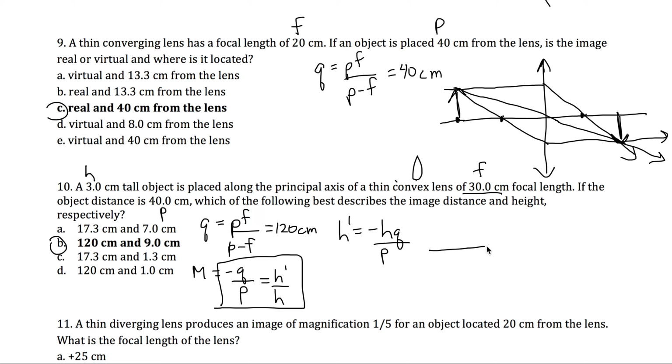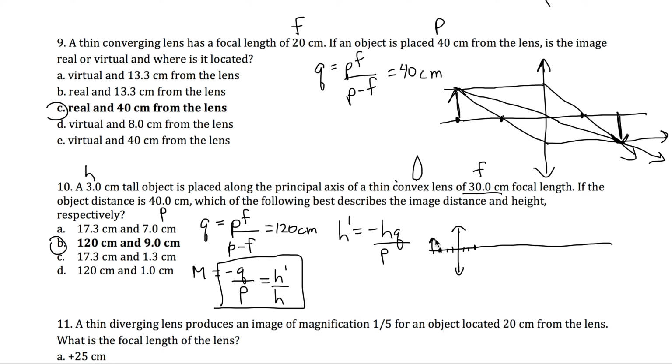If we have our converging lens, and the focal length, let's say this is 30, so 1, 2, 3, 4. So the focal length is right here, and the object is right here. Then let's see what happens. The focal length 1, 2, 3. The focal point is right here.